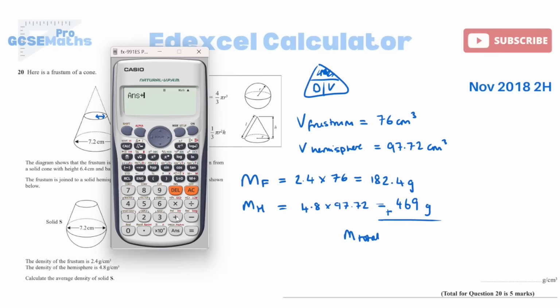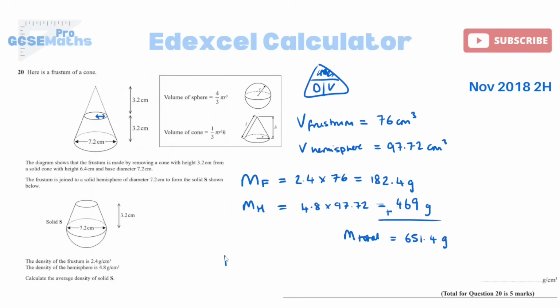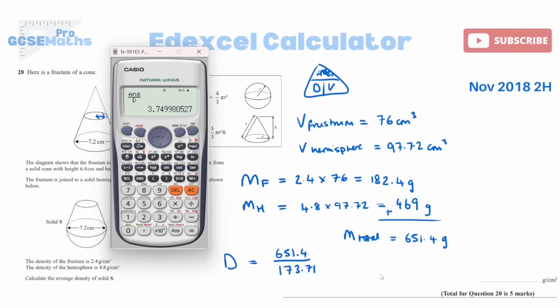So the total mass is obviously just adding them together. So just take my answer, that's 182.4, plus 469, which is 651.4-ish. So finally, the density would be the total mass, which was 651.4, over the total volume, which is 173.71. And that should give you 3.7499. Now, they haven't said how to round it, so I feel like for me, I'd probably round that to 3.75 because it just seems like a nice way to round it. But I don't think they would mind too much as long as you do give at least one decimal.